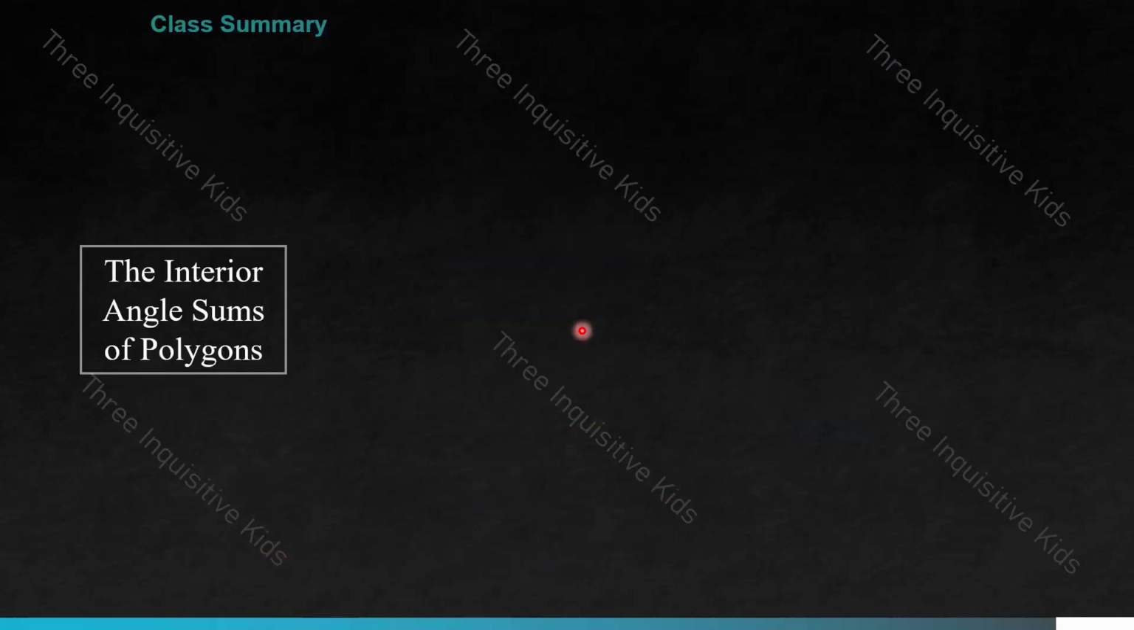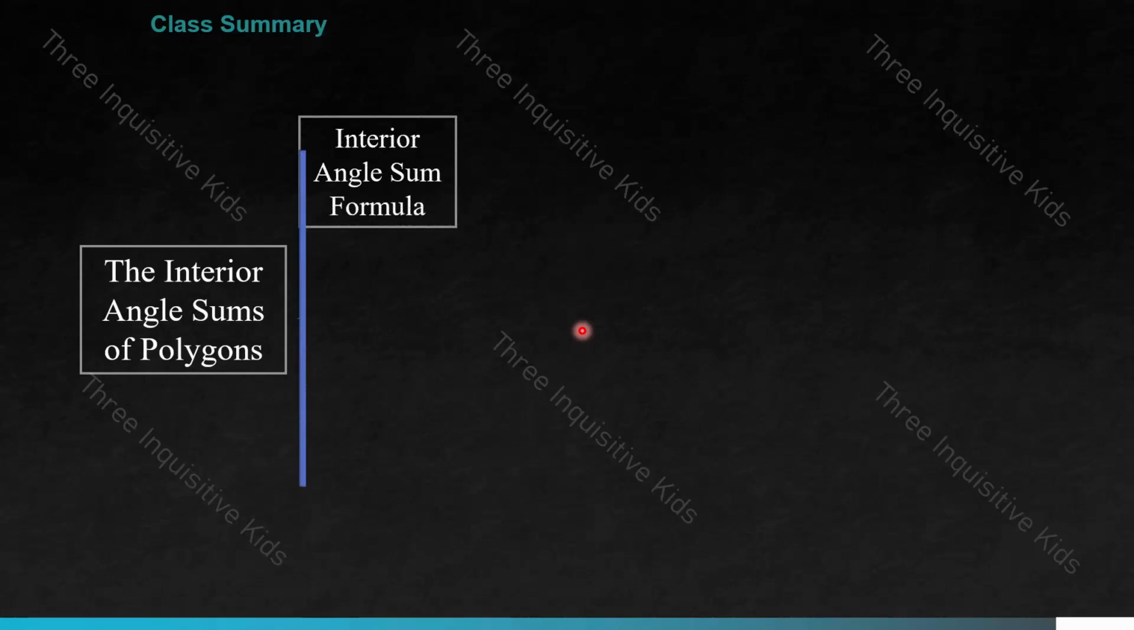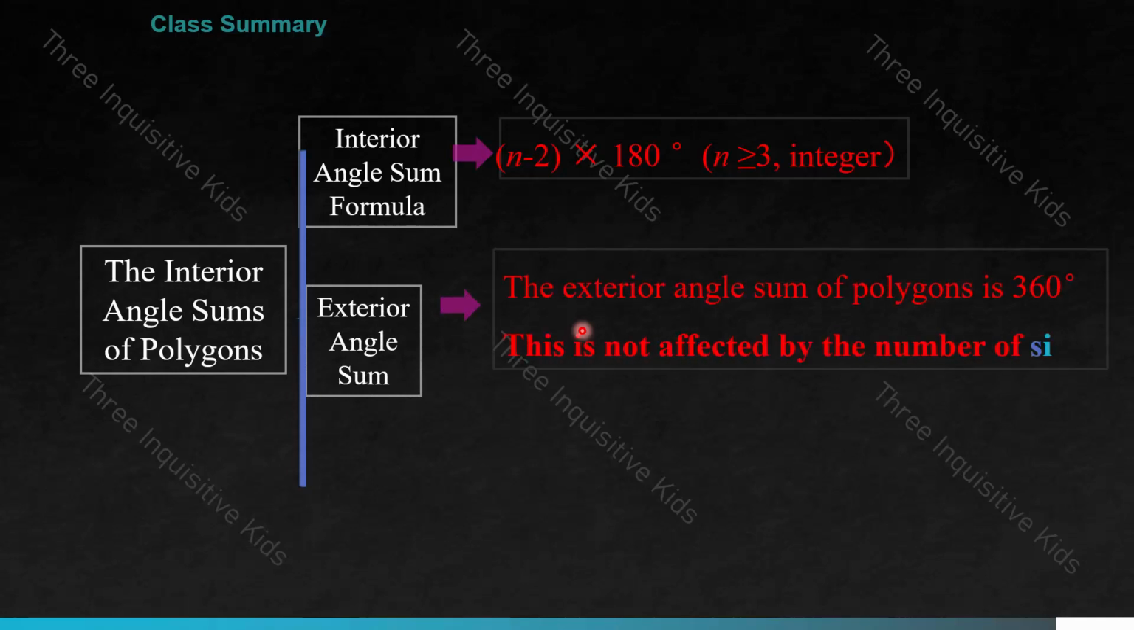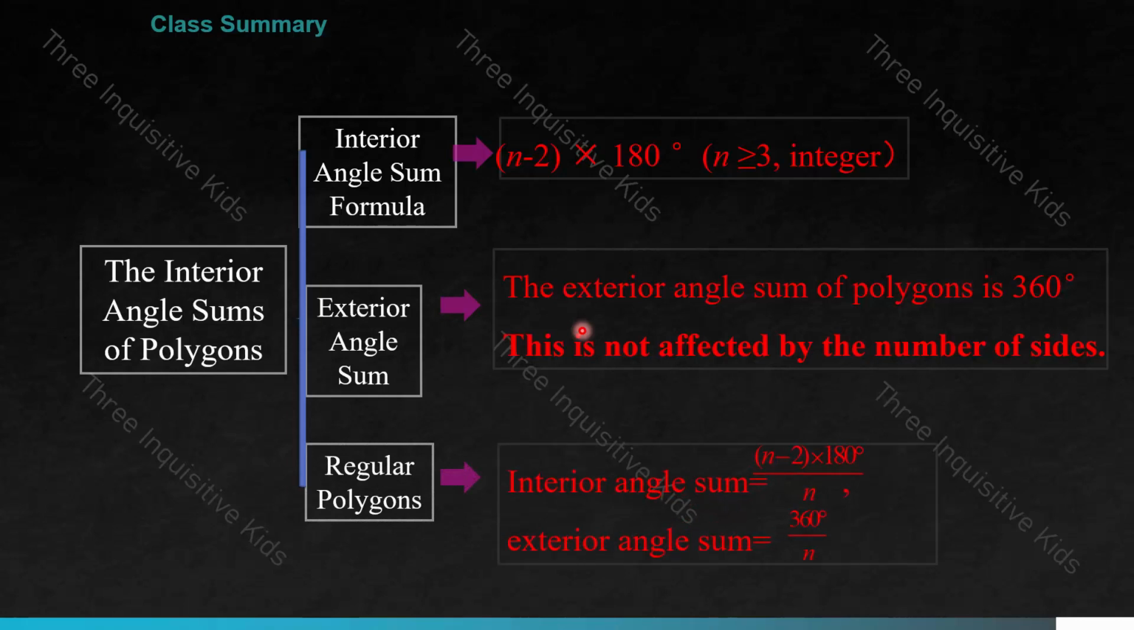So here's our class summary. The interior angle sums of polygons: we have the interior angle sum formula and exterior angle sum formula, which is the exterior angle sum of polygons is always 360 degrees, and this is not changed by the number of sides. Regular polygons. Well, especially for regular polygons, you first have to check if these are regular. If they are not regular, then you cannot apply these formulas. So here's the interior angle sum formula, and here is the exterior angle sum formula.